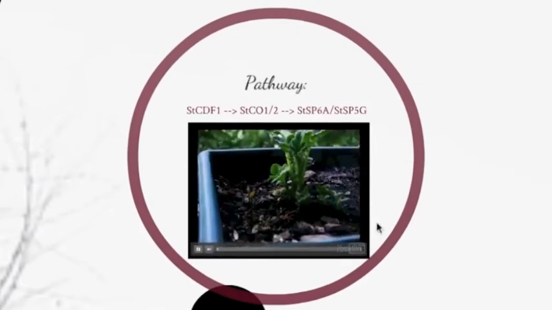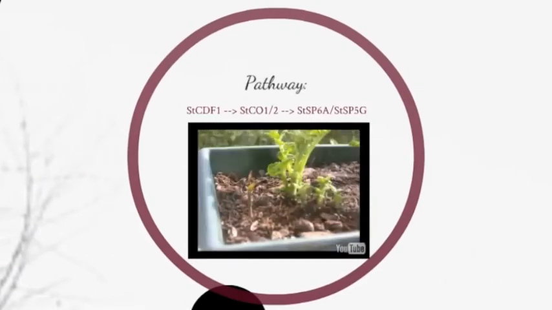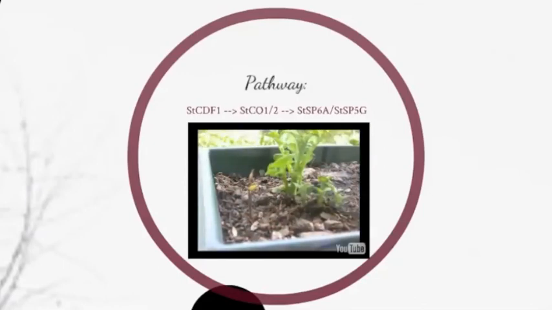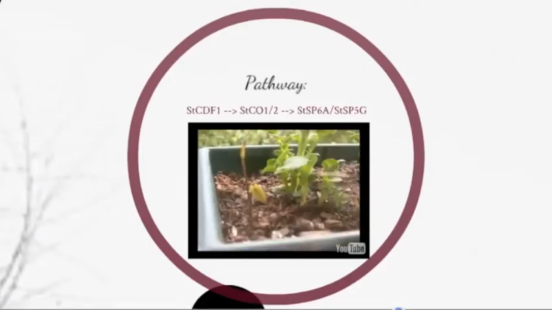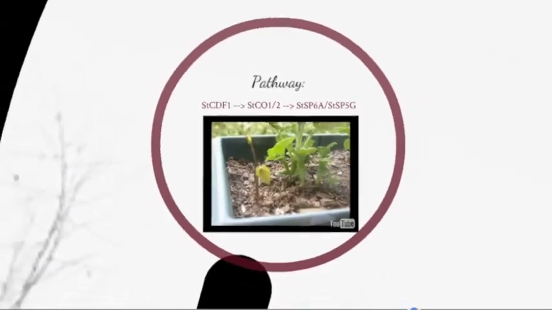Now we know that based on the phenotype of the plant, whether early or late maturing, it acts differently with the STCO and the STSP5G and 6A genes. Then, the STCO gene measures the amount of sunlight to determine the season and communicates this by either activating the STSP5G gene to inhibit tuber formation or activate the STSP6A gene to form tubers.